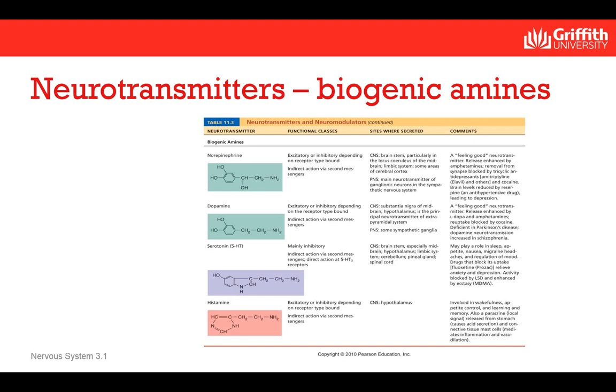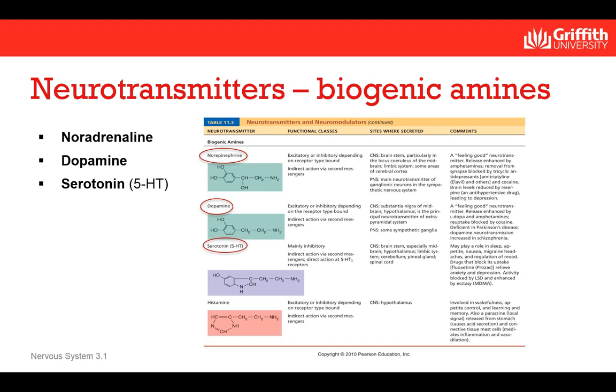Neurotransmitters contained in the biogenic amines group have an amine, the NH2 group, attached to the end. These include noradrenaline, or norepinephrine, dopamine, serotonin, and histamine. In the next slide, we will take a closer look at noradrenaline and dopamine, two of our feel-good neurotransmitters, known as catecholamines. You'll notice how similar their chemical structure is in the green shaded boxes on the screen.